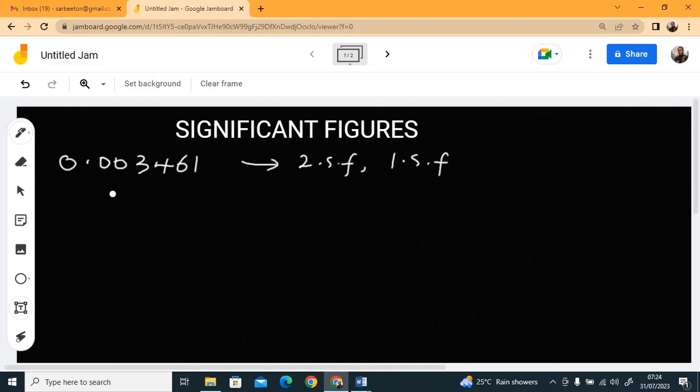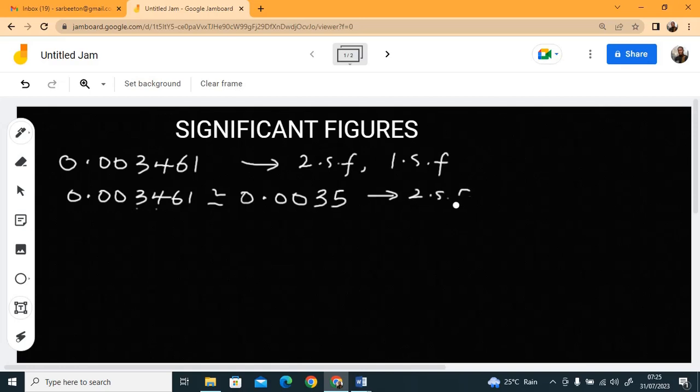So for 2 significant figures, this is the question you are given: 0.003461. If I want to approximate to 2 significant figures, I will write 0.00. Now the 2 significant figures will be 1, 2. I'm going to stop at this 4 here, 34. But you check the next number: is it up to 5? Yes, it's up to 5. You round up, so you add it to this one, making 5. So your answer here is 0.0035. This is 2 significant figures.